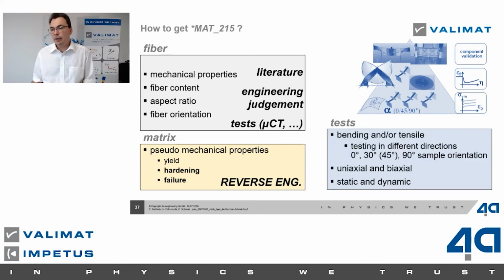And therefore we need tests. We can use bending tests under different directions. We can research this in uniaxial or biaxial direction with a puncture test, and we can look at static and dynamic behavior. So that's what is needed to make a material card like MAT 215.